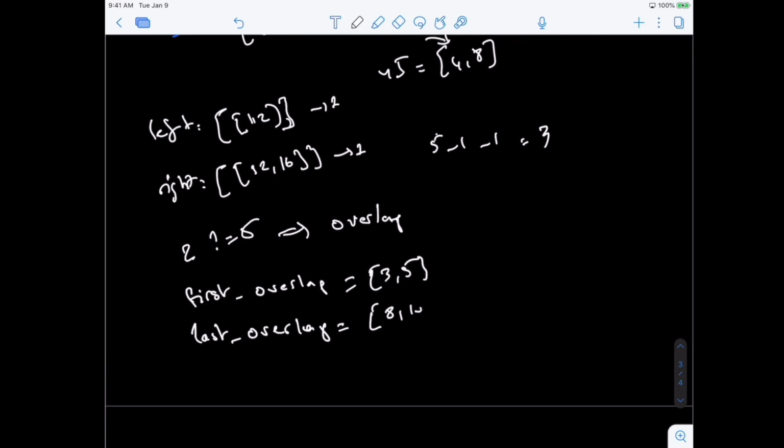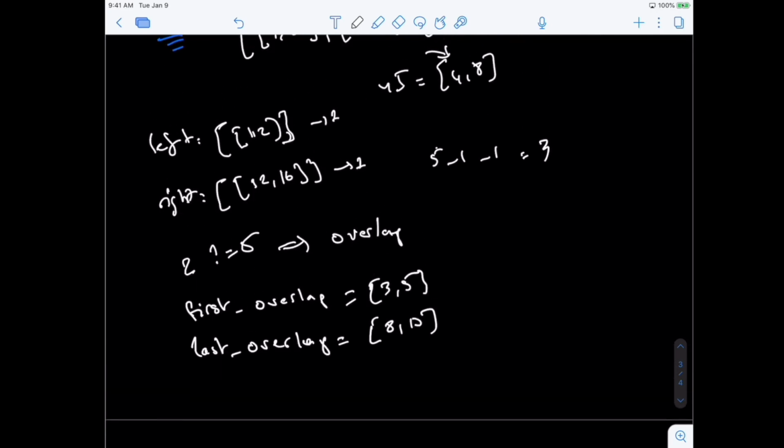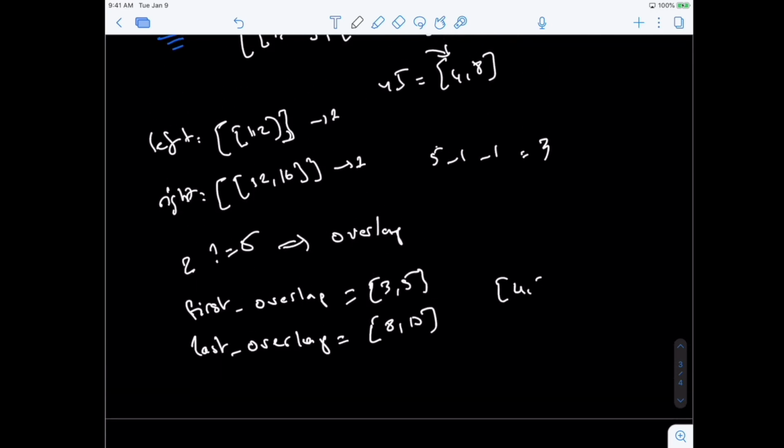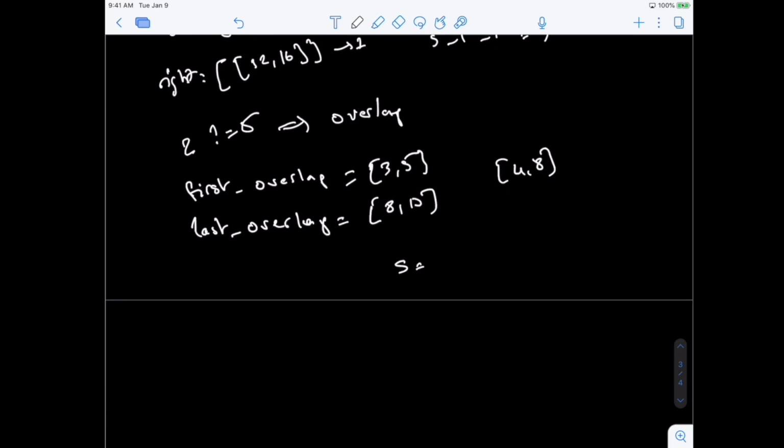Okay, so now we just merge these with 4, 8. The starting is going to be the min of the start of the first overlap, which is 3, and 4, and that's 3. And the ending is going to be the max of the ending of the last overlap, which is 10, and 8, which gives us 10.